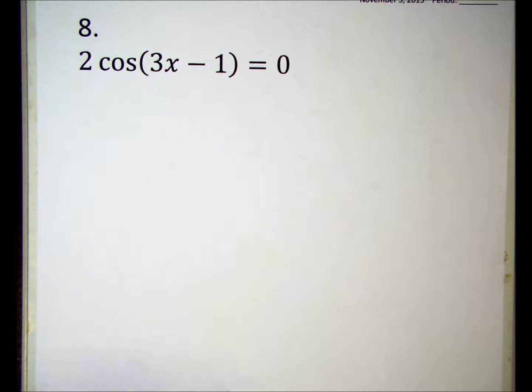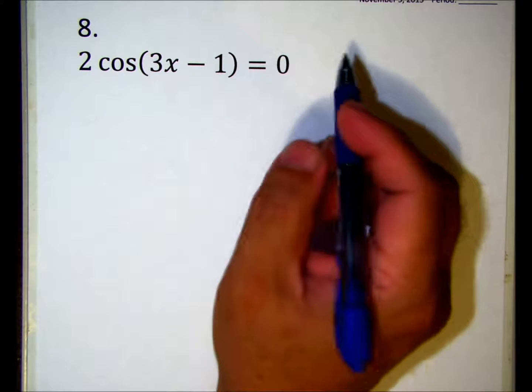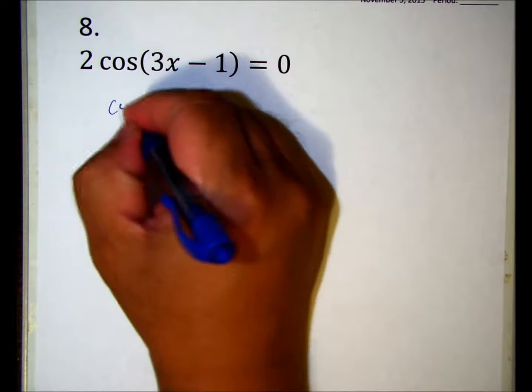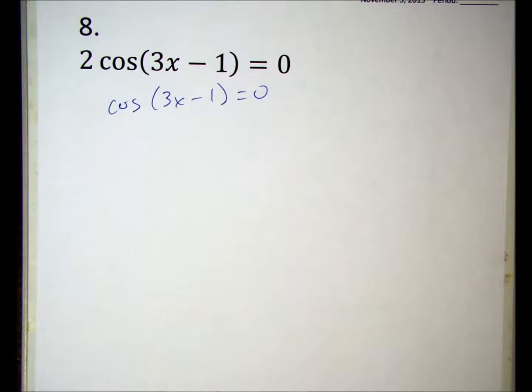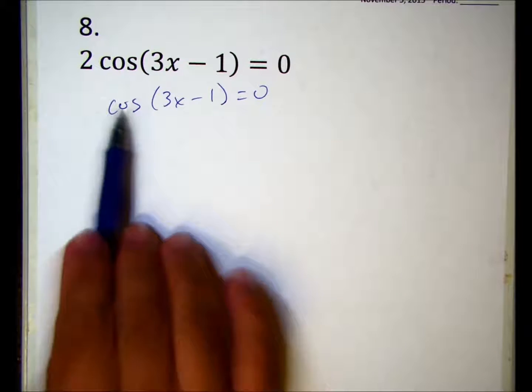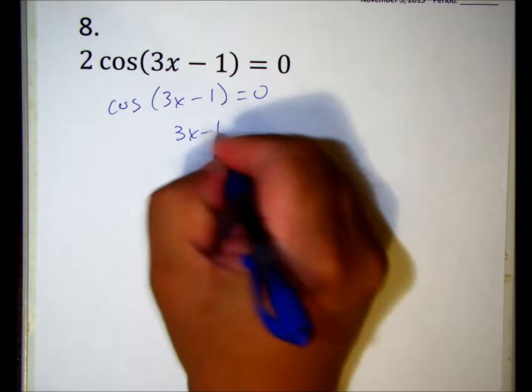Okay, here we go. That 2 has no effect on our problem, so we're just going to divide through by it, leaving us just cosine 3x minus 1 equals 0. So this asks the question, when is cosine of what angle equal to 0? And the "what angle" is the ugly part.